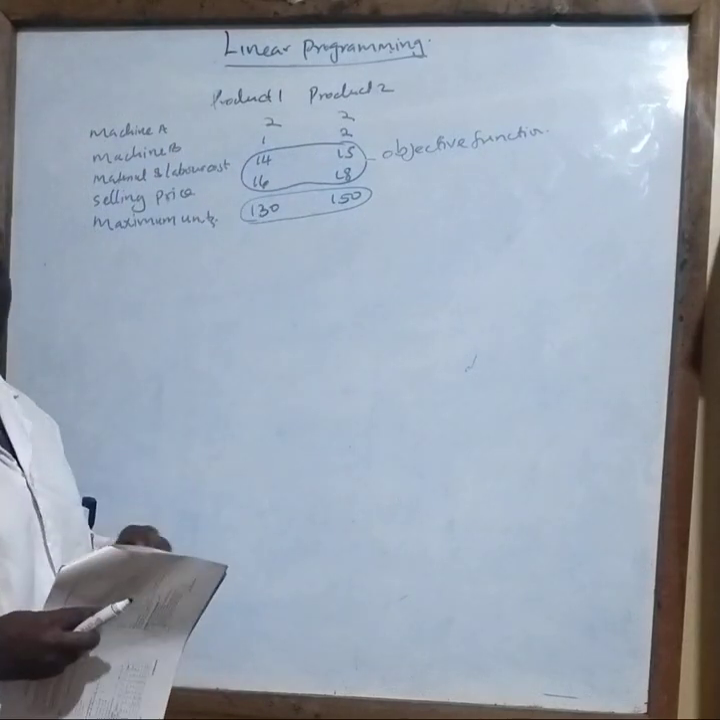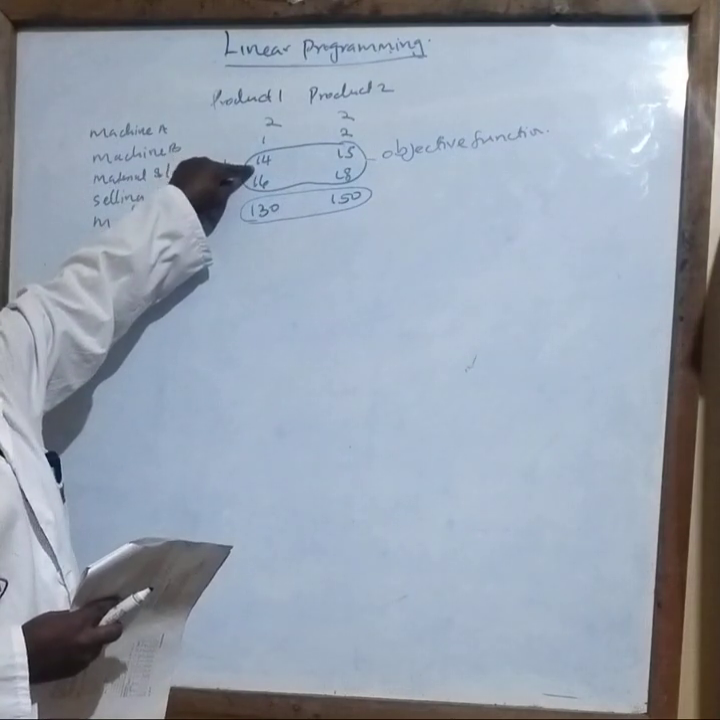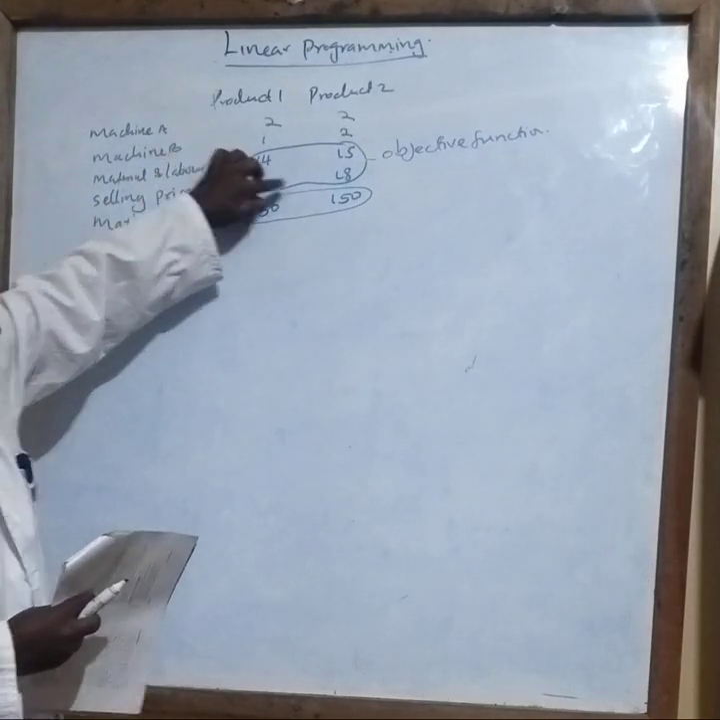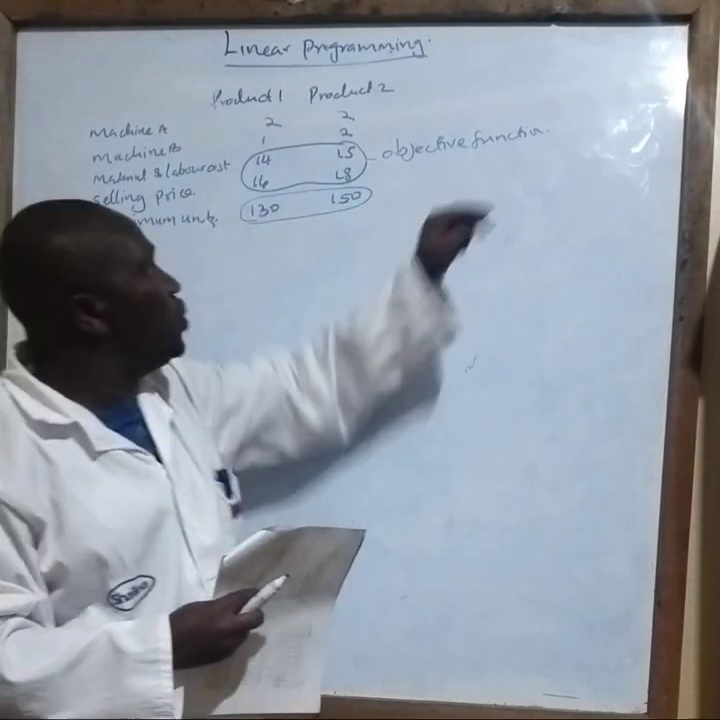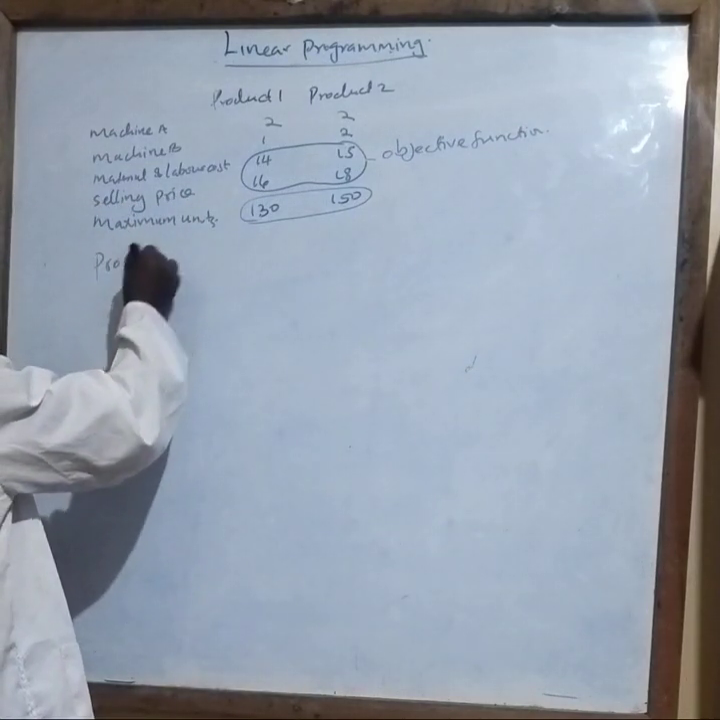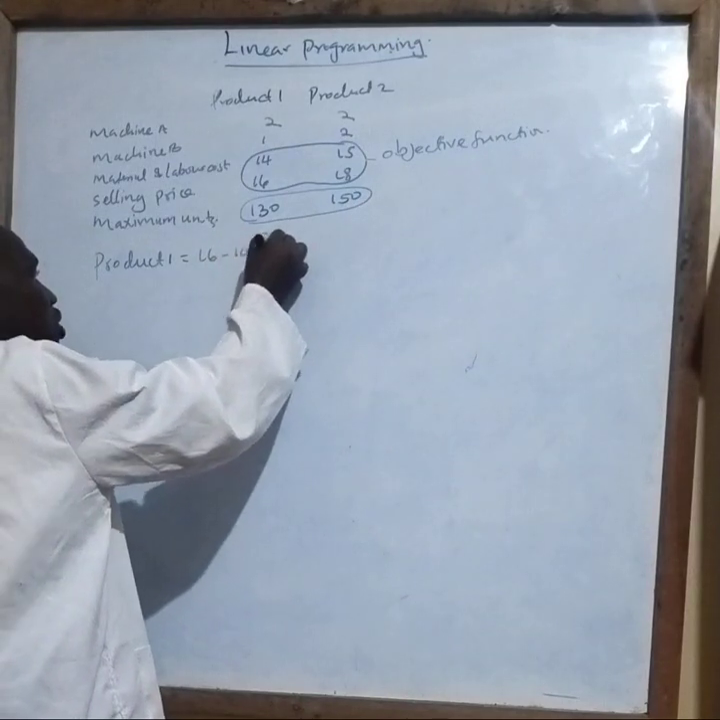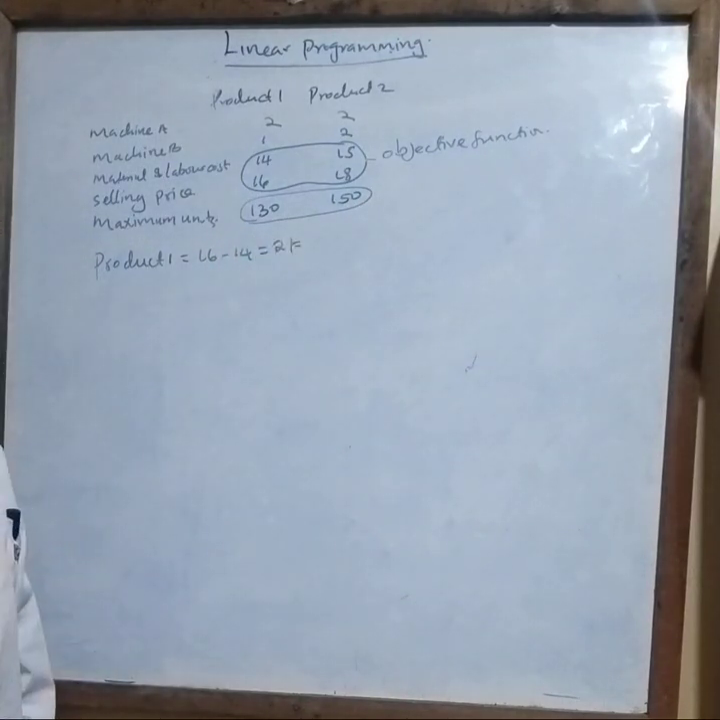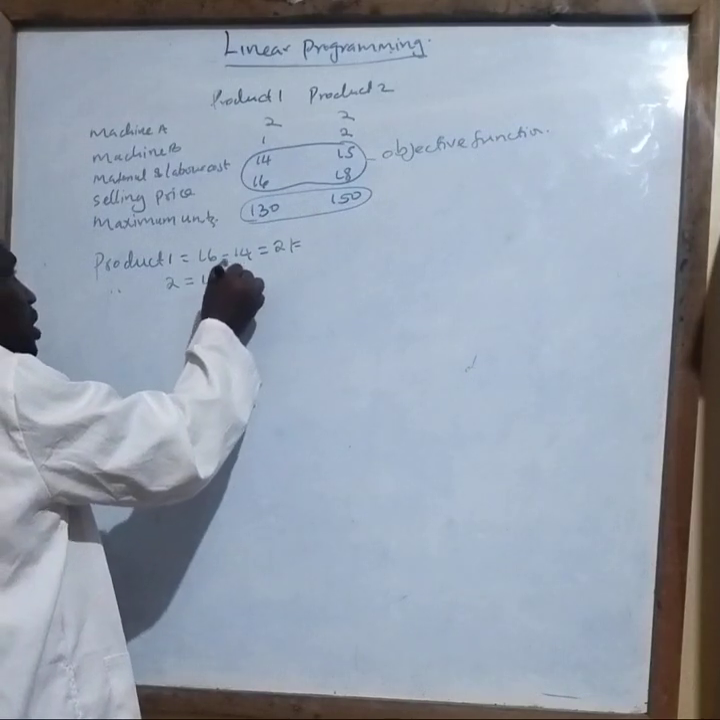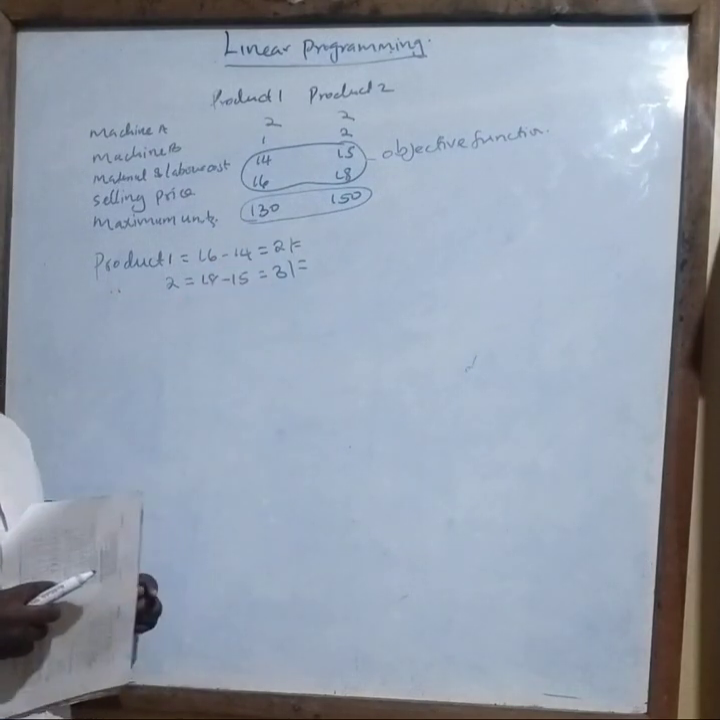So how do you get contribution margin? It will be the selling price minus the manufacturing cost. You get now the objective function. So for example, for product 1, your contribution margin is 16 minus 14. Your answer is 2. That is your contribution margin per unit. Then for product 2, it will be 18 minus 15. Your answer is 3 shillings. So these are now your contribution margins.